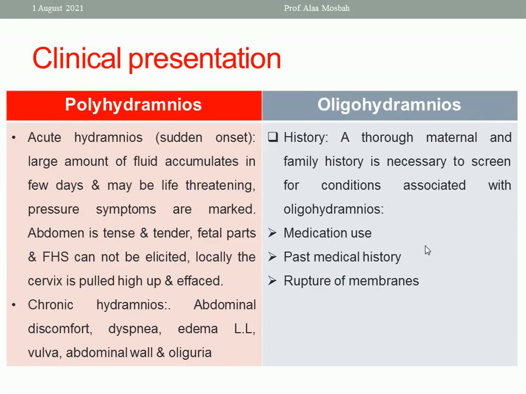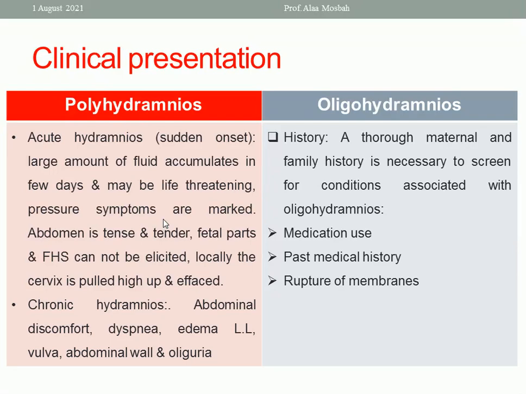What is the clinical presentation of polyhydramnios and oligohydramnios? As regards polyhydramnios, it may be acute or chronic. What is the difference? Acute, there is sudden onset of large amount of fluid accumulate in few days, and this may be life-threatening because it causes pressure symptoms and severe dyspnea may occur.